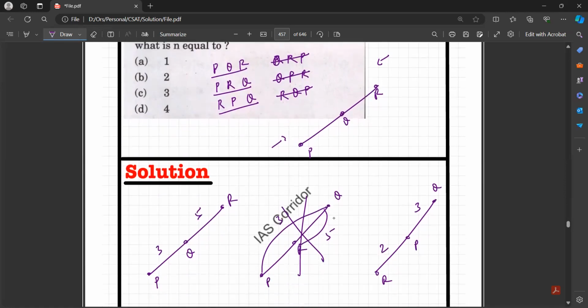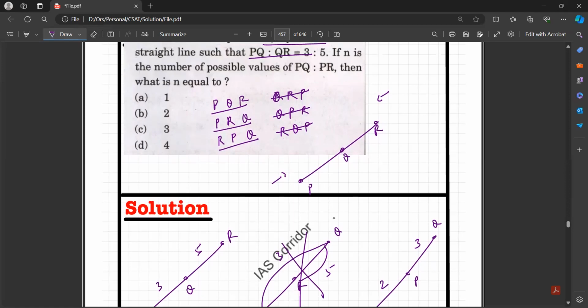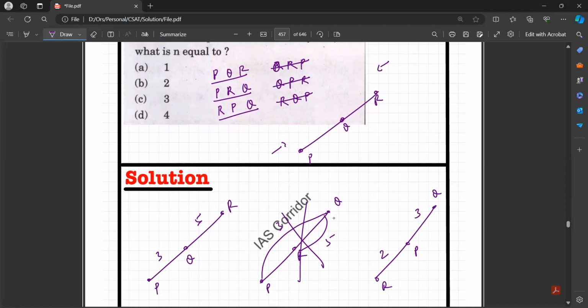Now the question here is, if n is the number of possibilities of PQ is to PR, how many possibilities? What is n equal to? You have only 2 possibilities. Then the answer would be 2. Is it clear? Got it? Let us go to the next problem.